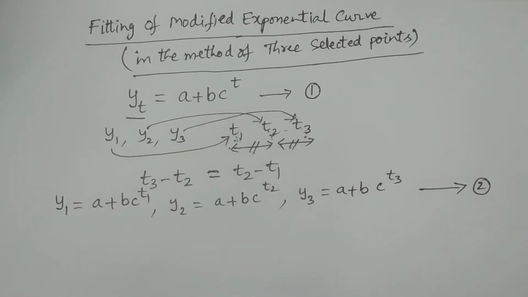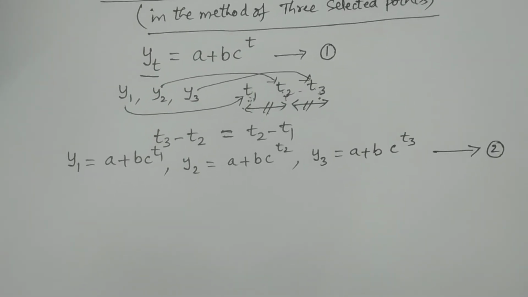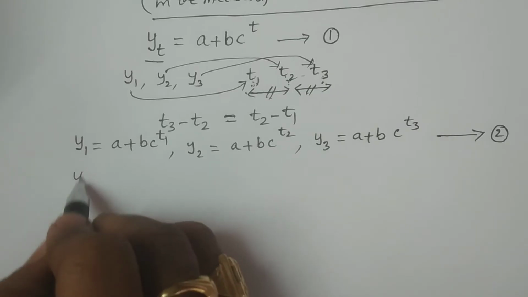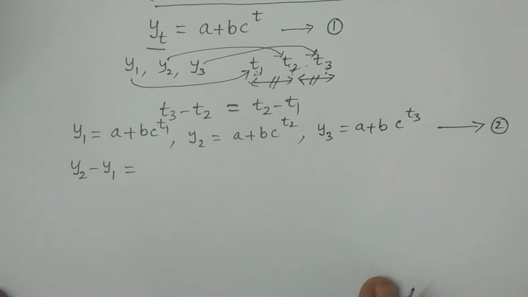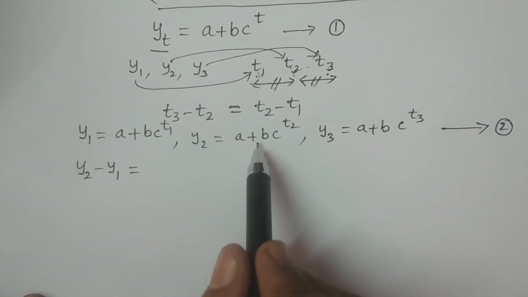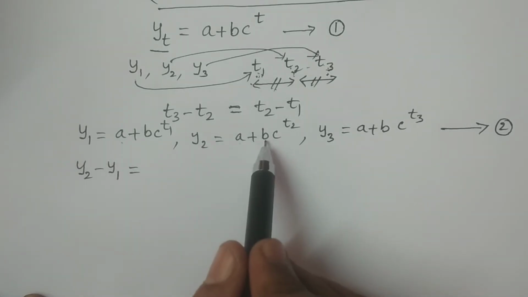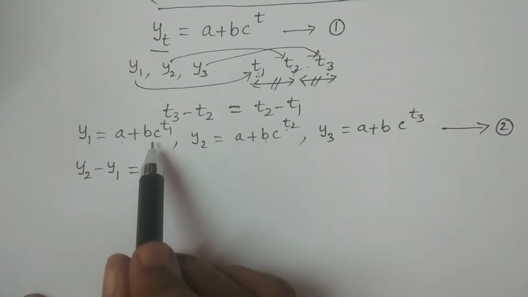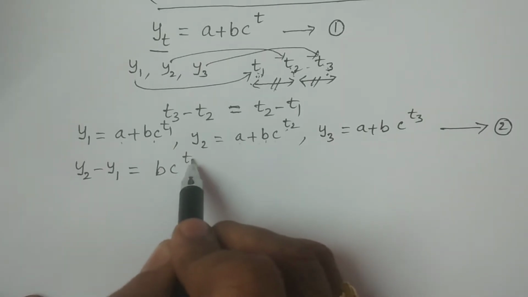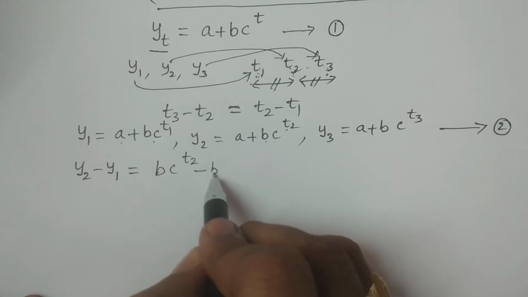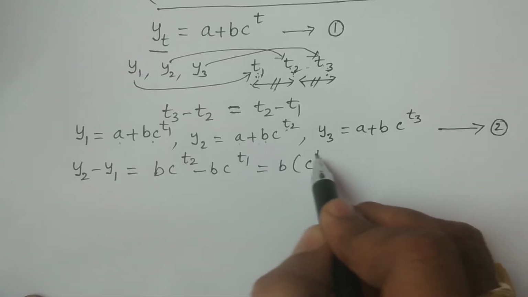Now, I have to calculate the values of a, b, and c, for which I consider first y2 minus y1. What is y2 minus y1? Subtracting these two, a minus a gets cancelled. The terms are b into c power t2 minus b into c power t1. If you take b common, it is b multiplied by c power t2 minus c power t1.